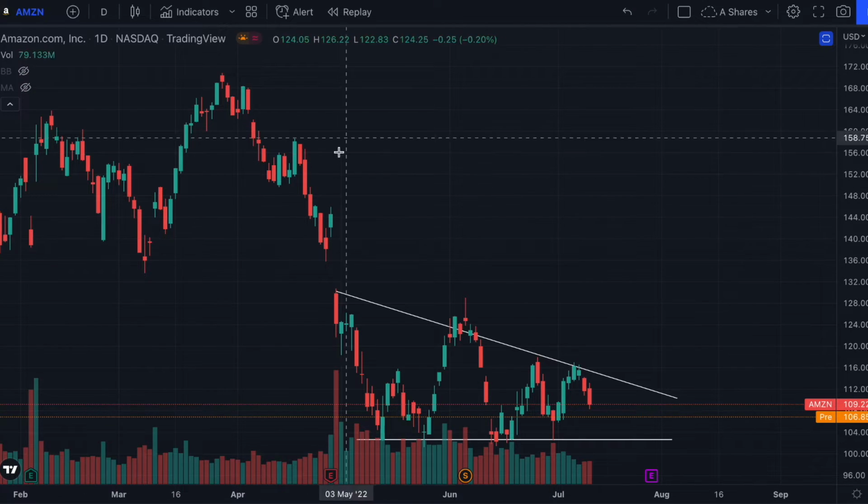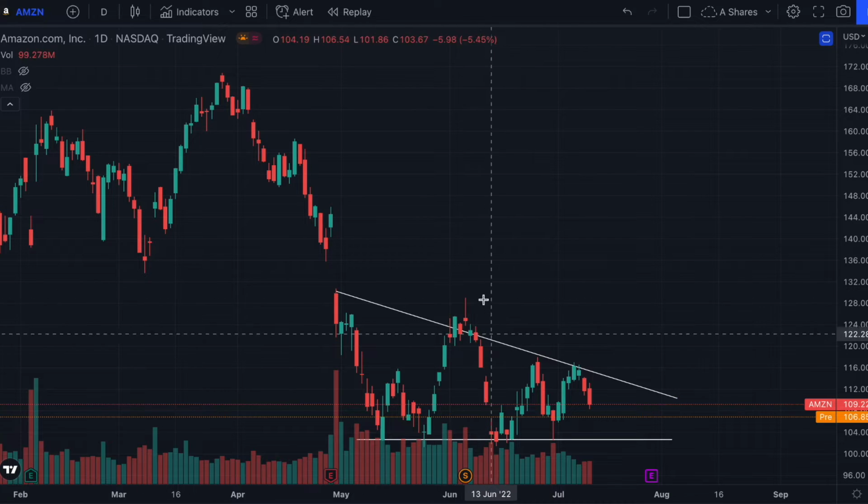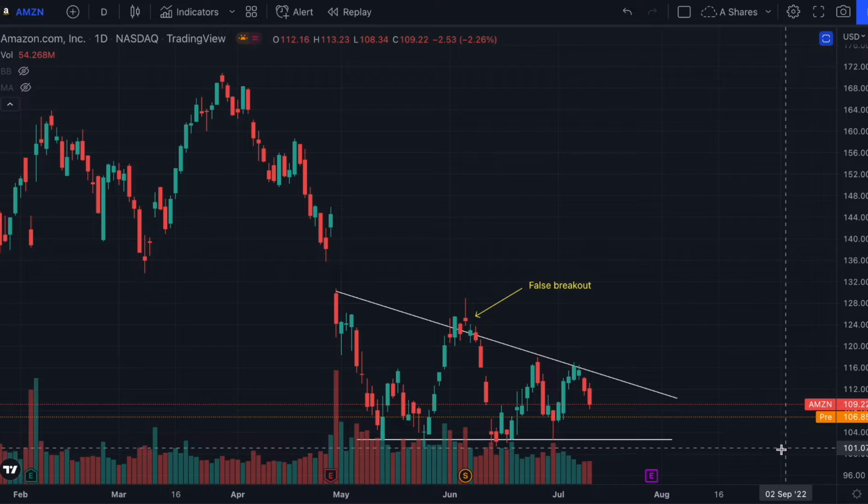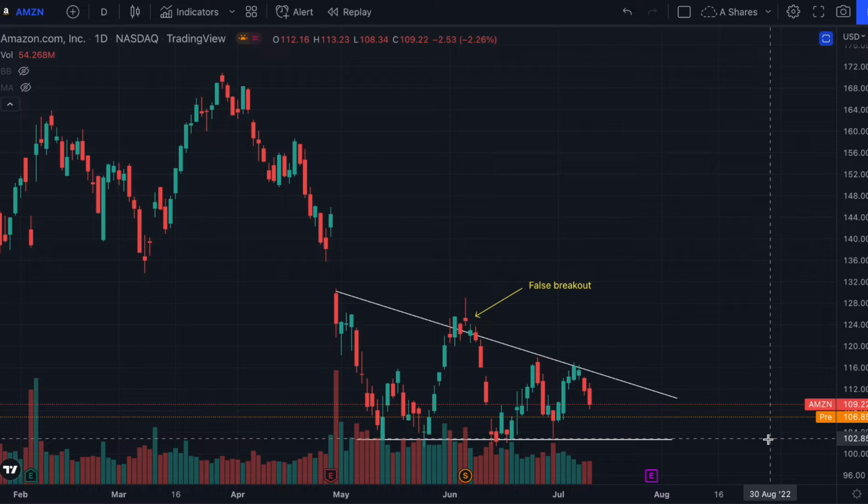Same for Amazon. However, Amazon previously made a false breakout here, so I would look at it with a more bearish view. Here, we can also draw a support line and observe if it holds.